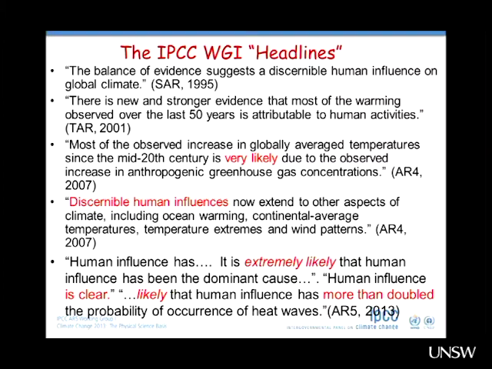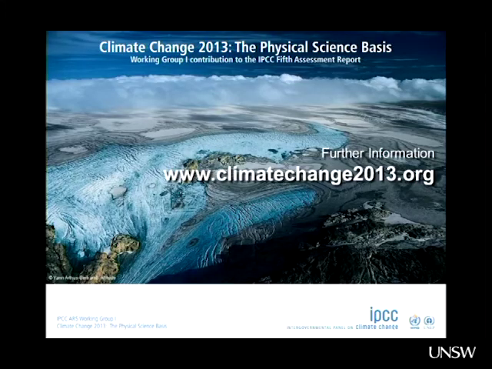And human influence is more than double the probability of occurrence of heat waves. And even since then, we've had lovely results around that. And so what you can see actually in this history of headlines is this strengthening of the view around climate science. And so whilst you might think that you're not making much progress, actually over the 20 years we've made enormous progress in building the discussion and the evidence for human influence in the climate system. So that's the end of the first part. We'll take some questions and then we can move on.